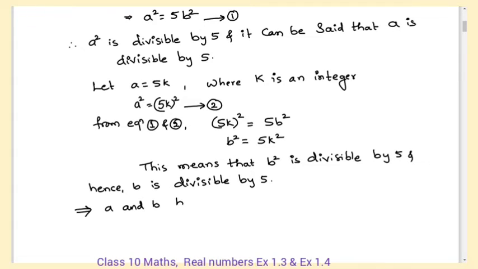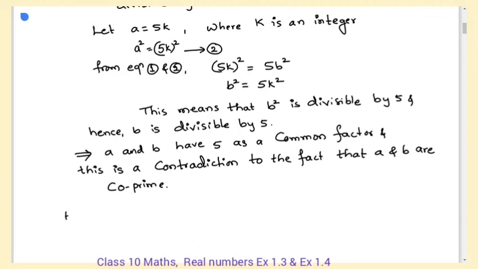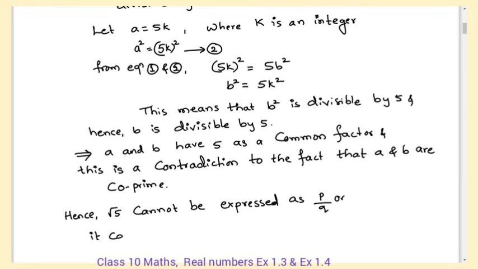This implies that a and b have 5 as a common factor, and this is a contradiction to the fact that a and b are co-prime. Hence, root 5 cannot be expressed as p by q or a by b form. It can be said that root 5 is irrational.